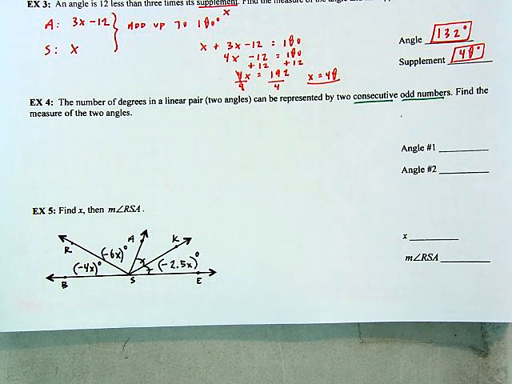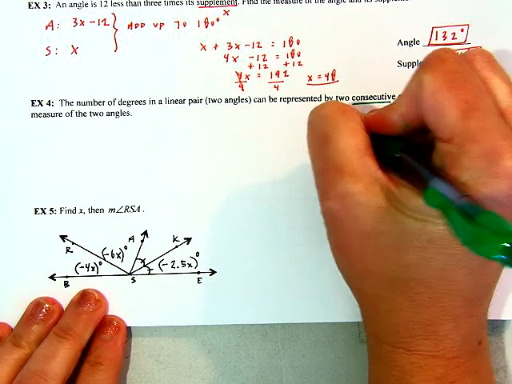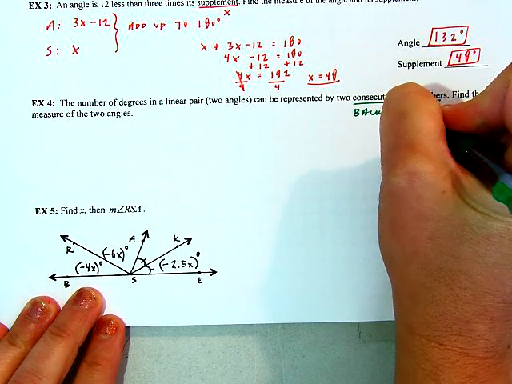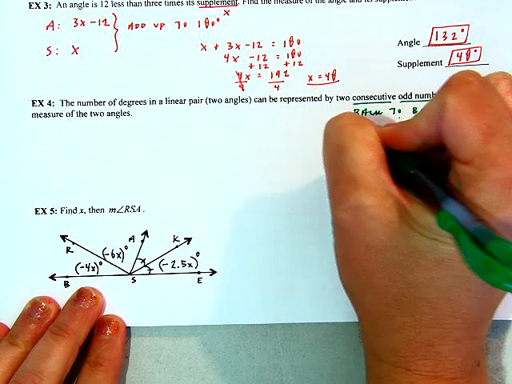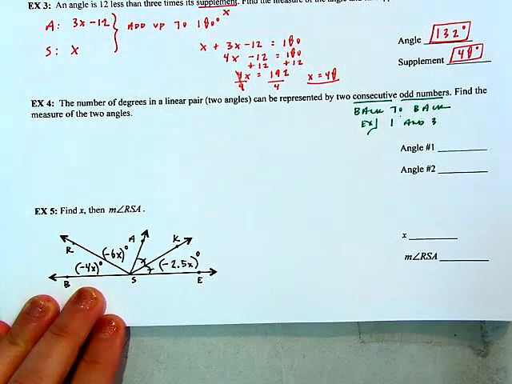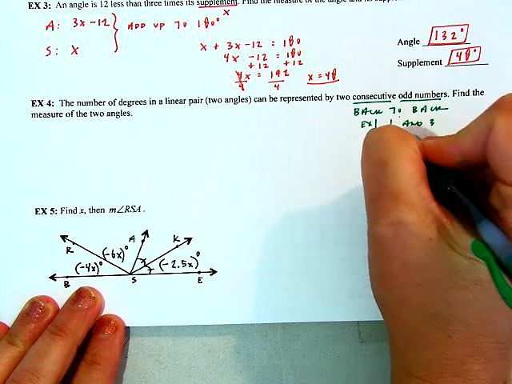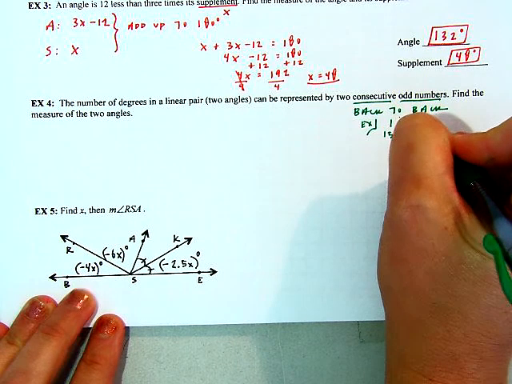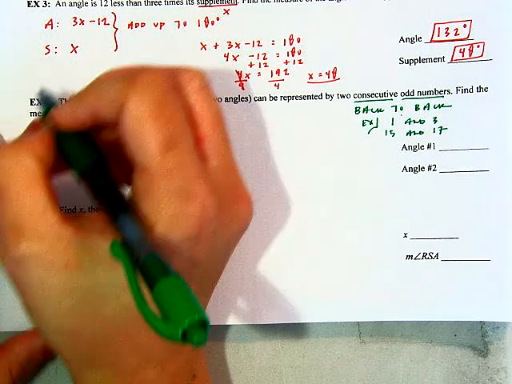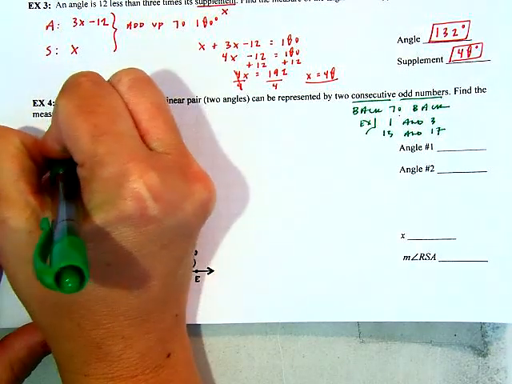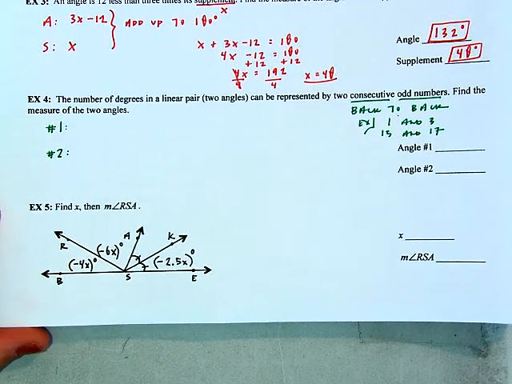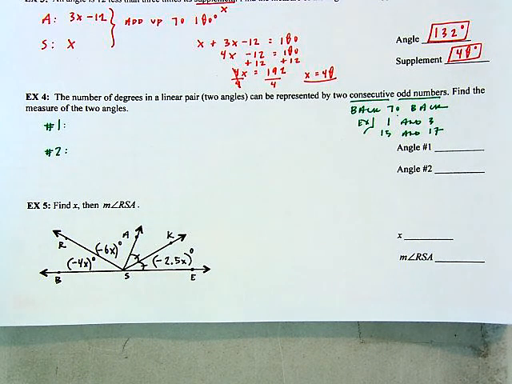So back to back. For example, 1 and 3 would be consecutive and odd, or 15 and 17, also consecutive and odd. So I'm looking for 2 numbers, angle 1 and angle 2. I know that they are consecutive and odd.